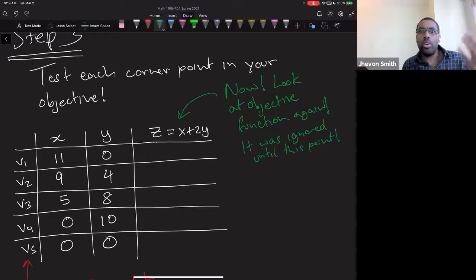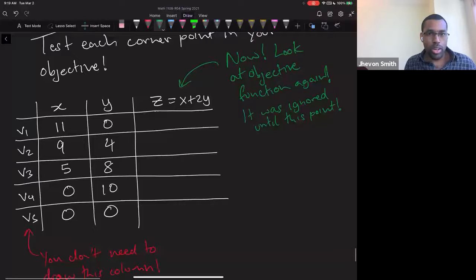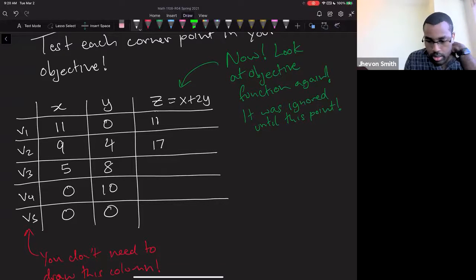Oh yeah, remember what we wanted to do? We wanted to maximize that thing. So now you're going to plug in all the corner points into that thing, right? So if you have x plus 2y, your x is 11 and your y is 0, you would get 11, right? X plus 2y, so that would be 9 plus 8 in this case, so that's 17. X plus 2y, that would be 5 plus 2 times 8. So 2 8 16, and you add 5, so that's 21. X plus 2y is 20, and x plus 2y if x is 0 and y is 0 is 0, right?